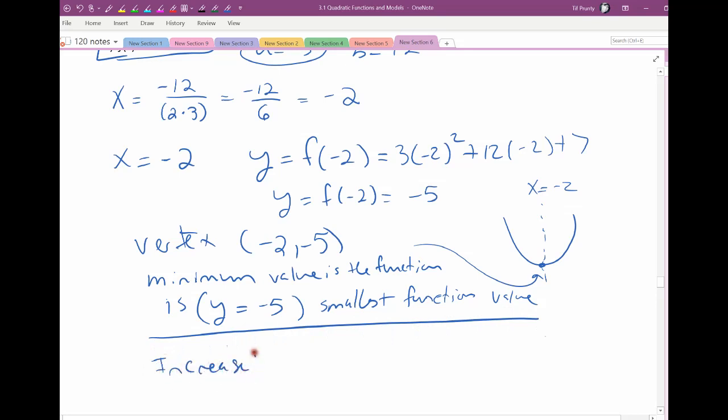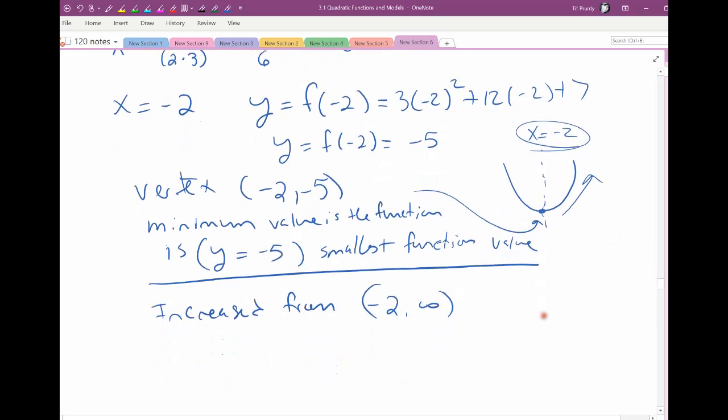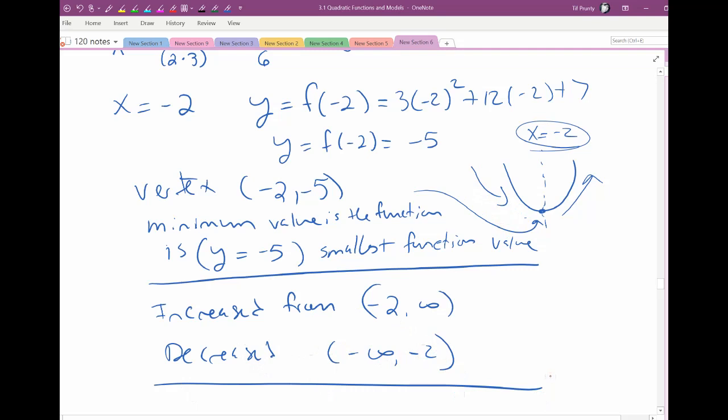It increases on this side of that x value. So from negative 2 to infinity, it's increasing. It decreases on this side, it comes down. So from negative infinity up to negative 2, and you don't include the negative 2, that's where it switches directions. So it's neither increasing nor decreasing at that moment. That's where it increases and decreases, all based on my vertex.